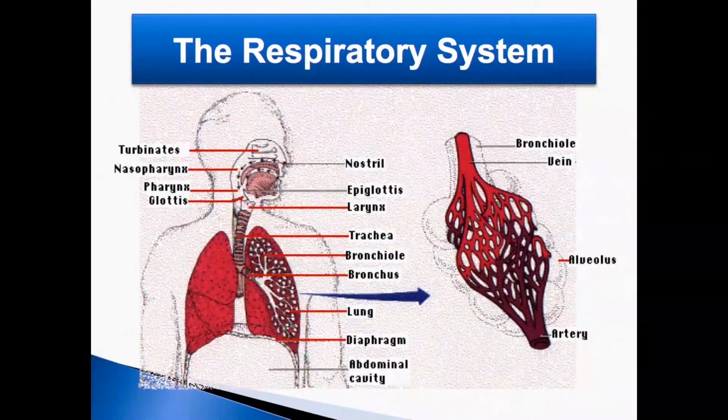Let's start with our anatomy. There are 2 main systems that are involved in our cardiopulmonary resuscitation. Let's discuss first the respiratory system. The respiratory system is the system of the body that deals with breathing. When we breathe, the body takes in the needed oxygen and expels the carbon dioxide. Here's a video of the respiratory cycle.